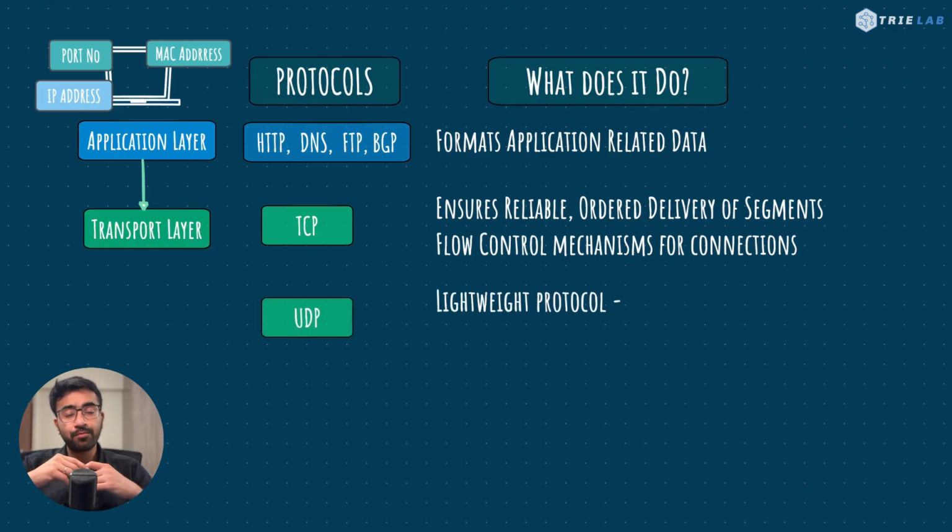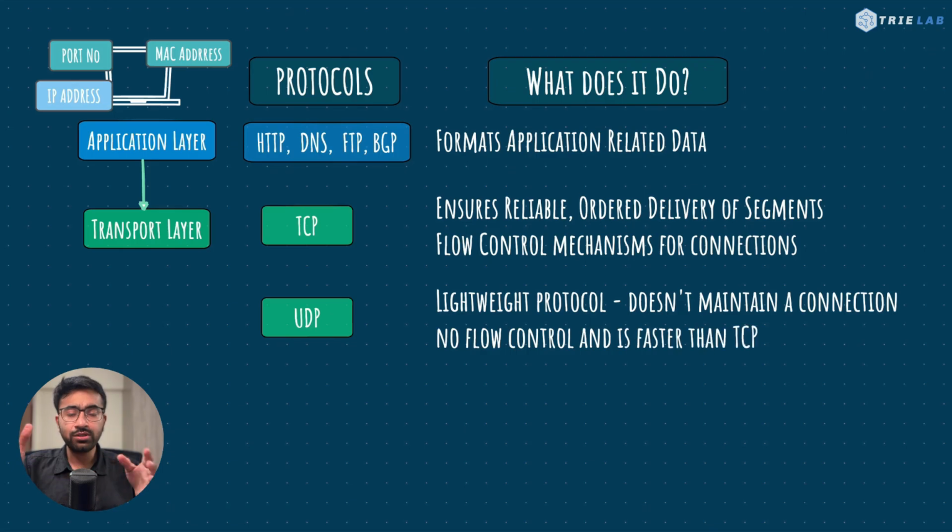Now the second protocol in the transport layer is user datagram protocol, which is quite lightweight as it doesn't create any connection with the server. So it doesn't maintain any kind of persistent connection with the server, and thus it's not that reliable as well. Unlike TCP, the server doesn't acknowledge any request from UDP data packets.